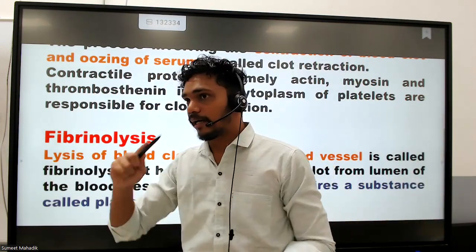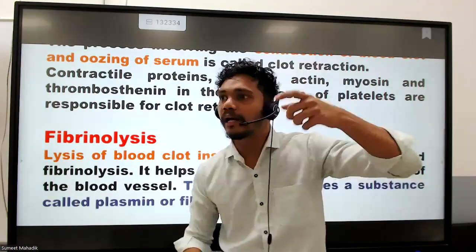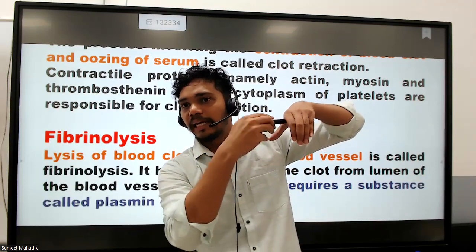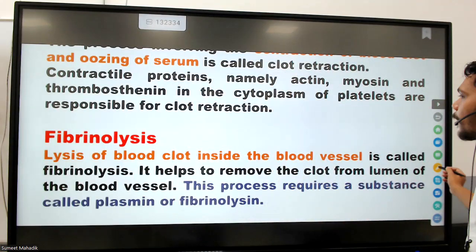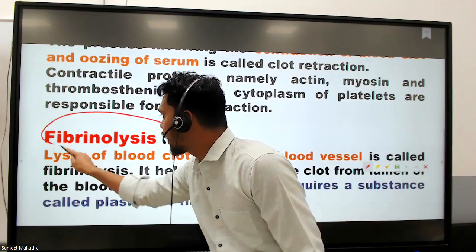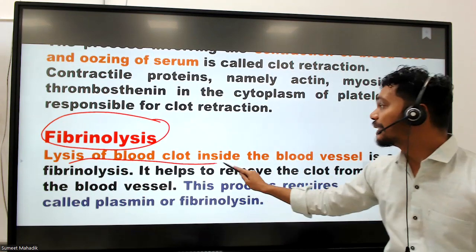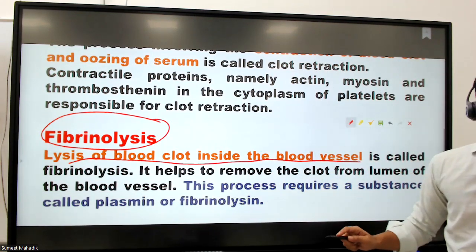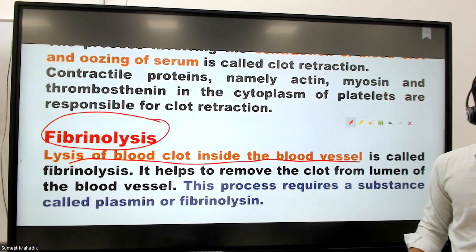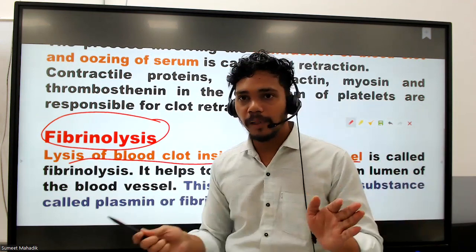So if the blood clot is inside the blood vessel, the lumen will get affected. What is the lumen? The inner space is going to be affected, right? Please pay attention here. It's called fibrinolysis. This is a very, very important point. Lysis of the blood clot inside the blood vessel is important. Otherwise, it's going to create a problem for the flow of blood, right?